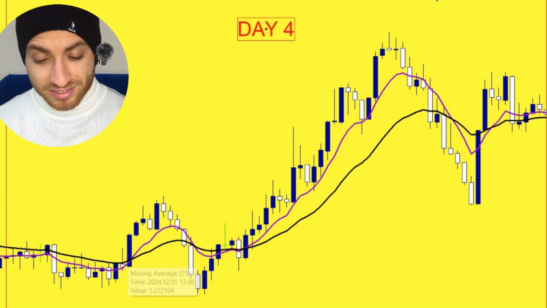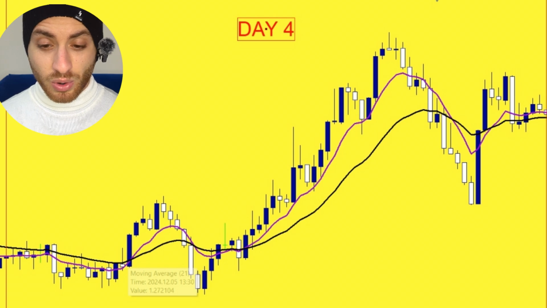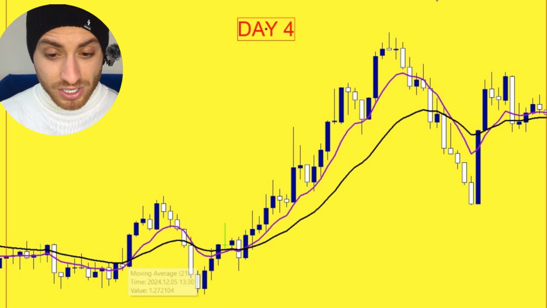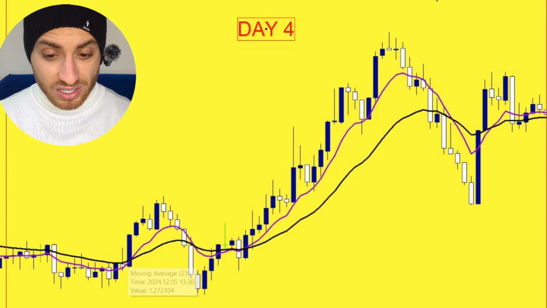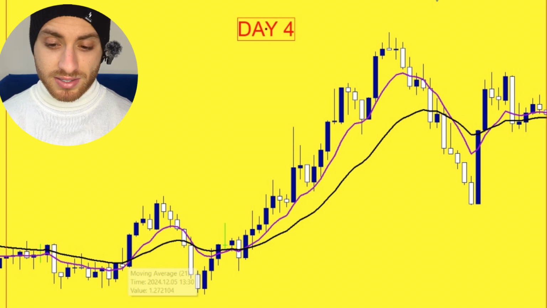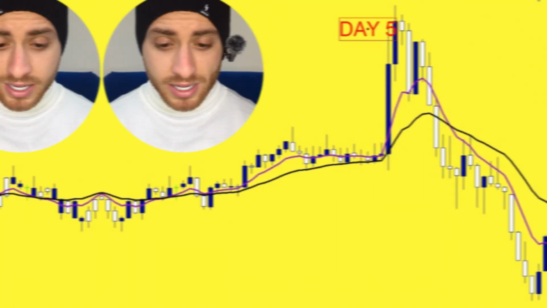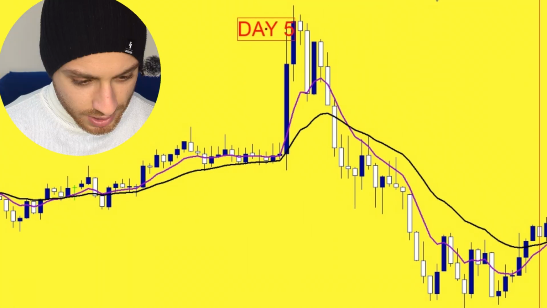But again, some signals they give are correct, some signals they give are wrong. So how can you distinguish and be sure that the signal that you are going to follow is the right signal? That's the mystery with this indicator. It's difficult, guys. I'm not sure if I would trust this indicator with real money. Let's move on to the fifth day.